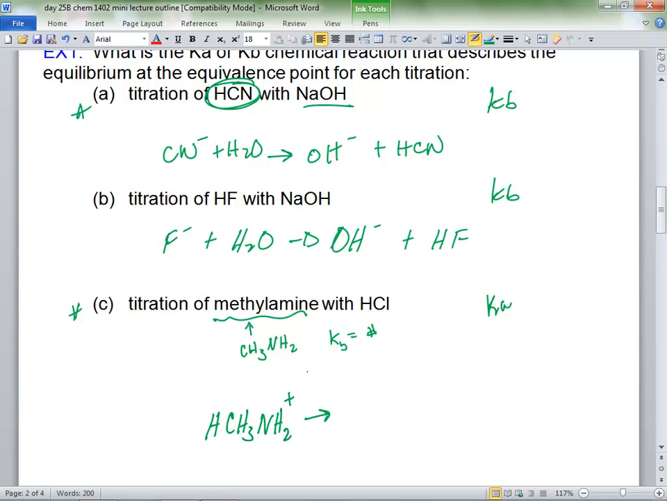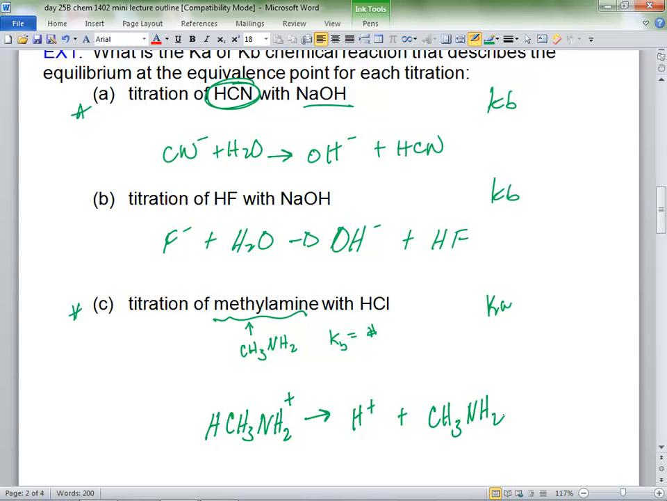And that's going to, for a Ka reaction, Jasmine, that goes to what and what? H plus and CH3NH2. Yeah. See, it's so much easier if you put that H out front, because you just rip it off to get the conjugate base. Okay.